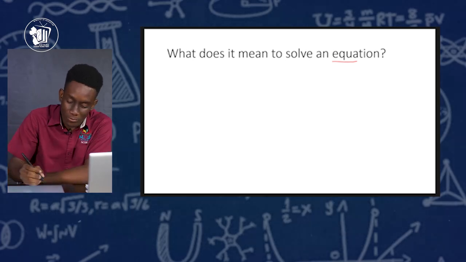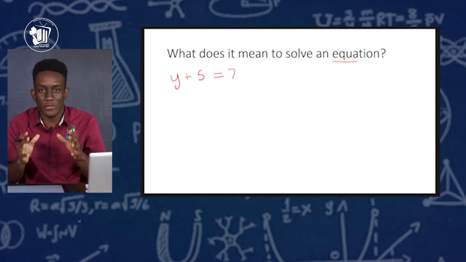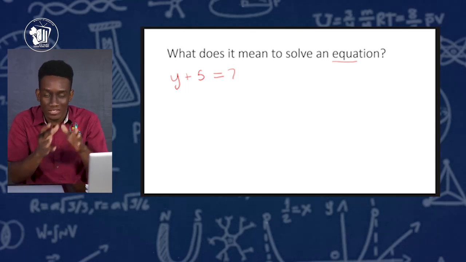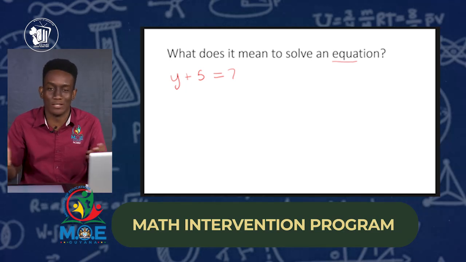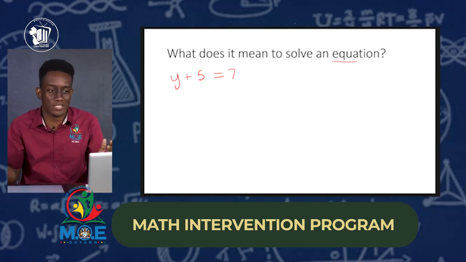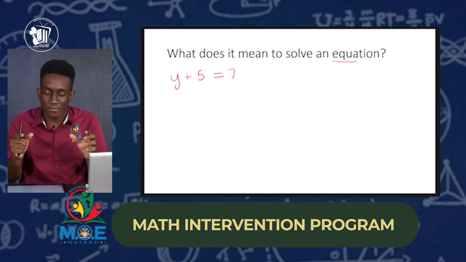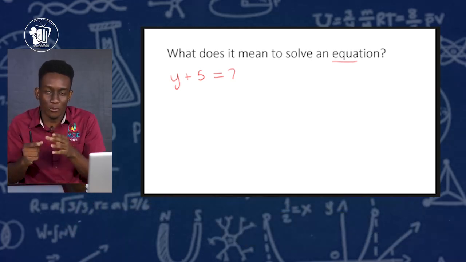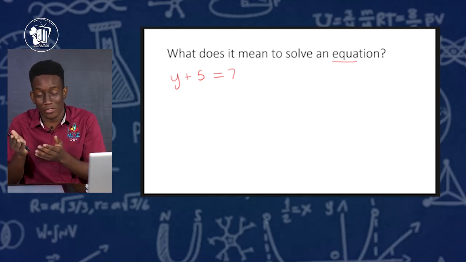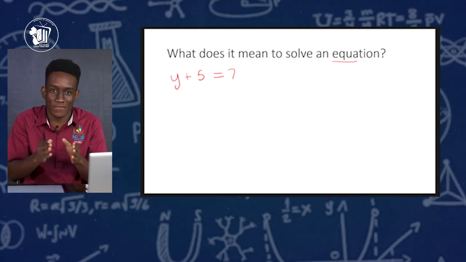Let's say, for example, we have the equation y plus 5 is equal to 7. This equation is saying y plus 5, that side of the equation, is equal to 7. It's balanced. It's like you have a scale. One side of the scale is balanced with the other side. When we're talking about solving an equation, you're finding the value for the unknown in the equation. The unknown is represented by a variable, also known as a letter. So you're trying to find the value that will satisfy this equation.